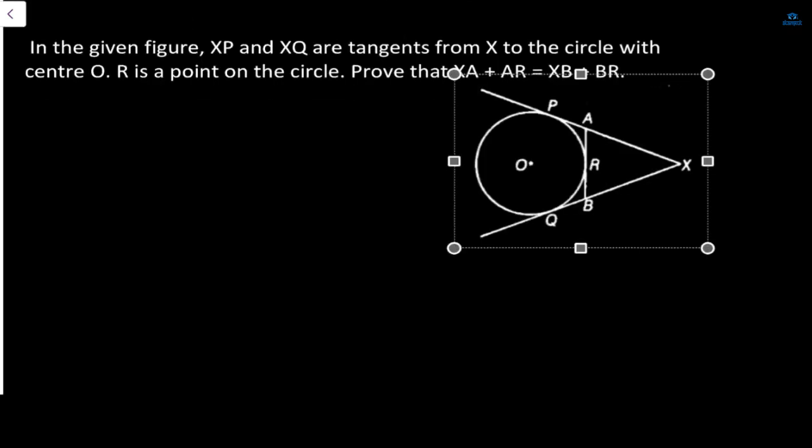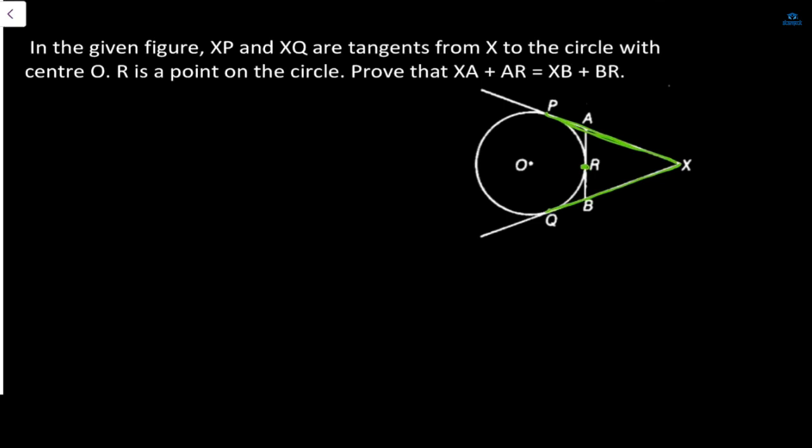In the given figure, XP and XQ are the tangents from X to the circle with center O. R is a point on the circle. Prove that XA and RA is equal to XB plus BR.